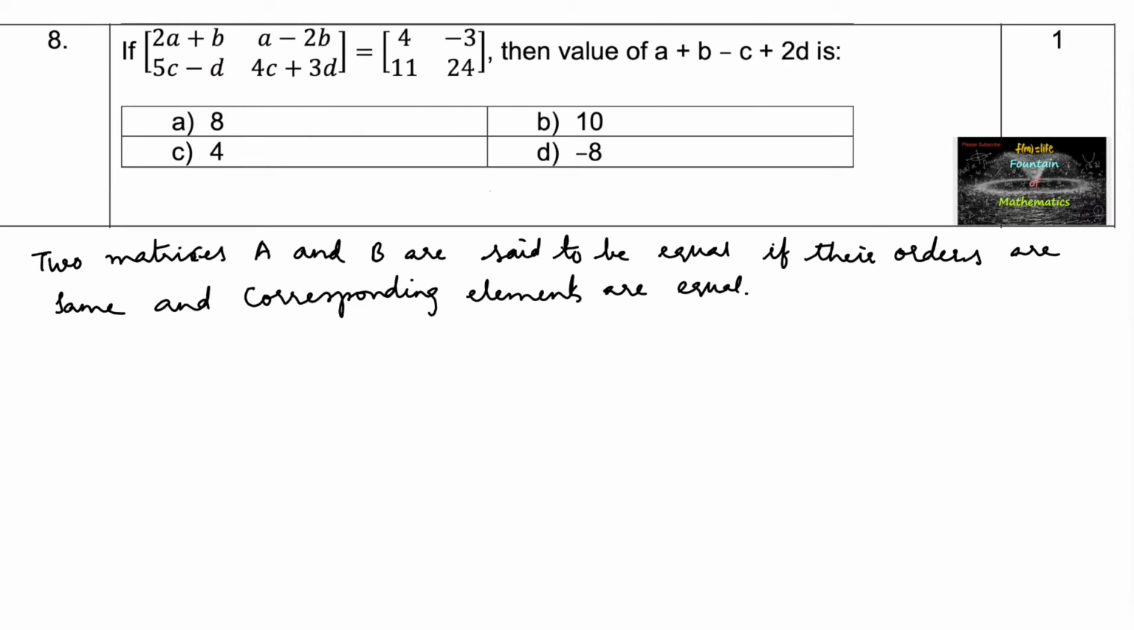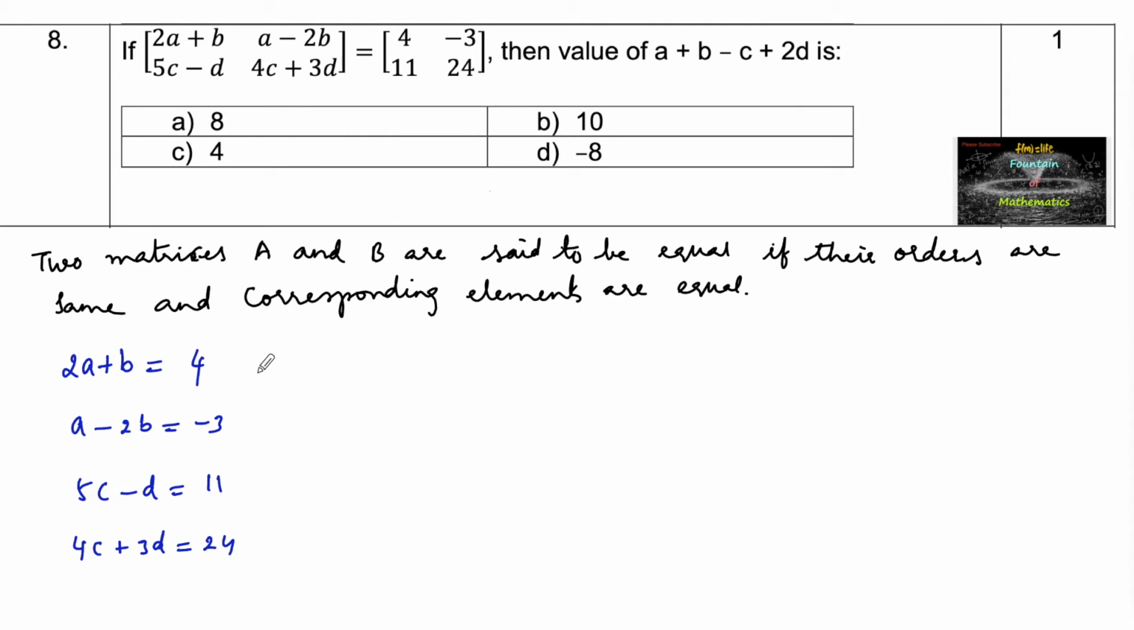So comparing corresponding elements, we can find 2A plus B is equal to 4 and A minus 2B is equal to minus 3 and 5C minus D is equal to 11 and 4C plus 3D is equal to 24. Both are 2 by 2 matrices and corresponding elements are compared because they are equal.